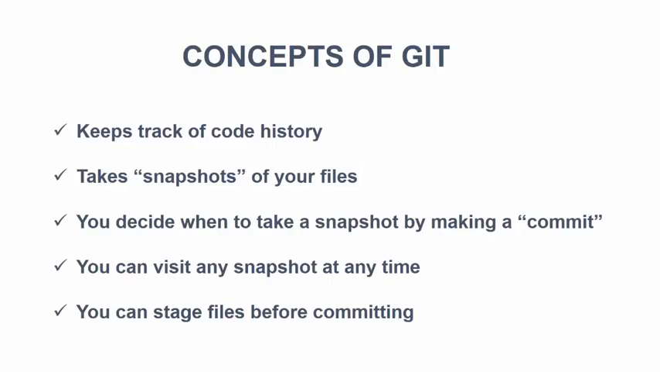So it essentially keeps track of your code history with snapshots of your files. All right, so you make these snapshots by making a commit with a simple command. And you can always go back to see any snapshot of previously written code. And like I said, you can always revert back if you need to. So your code is extremely safe when you're working with Git.